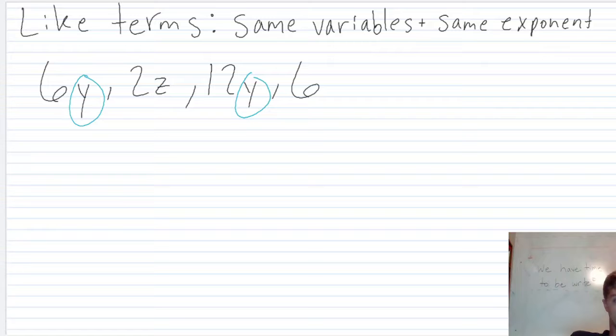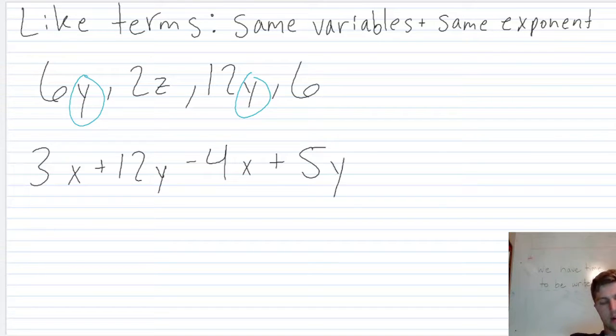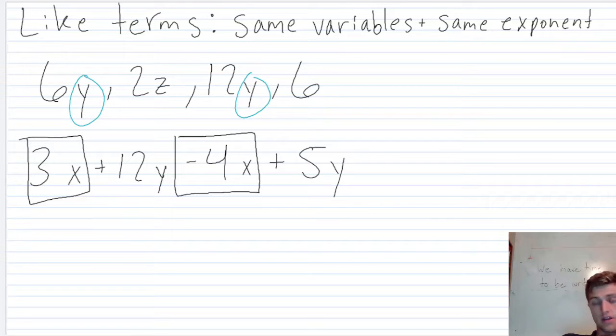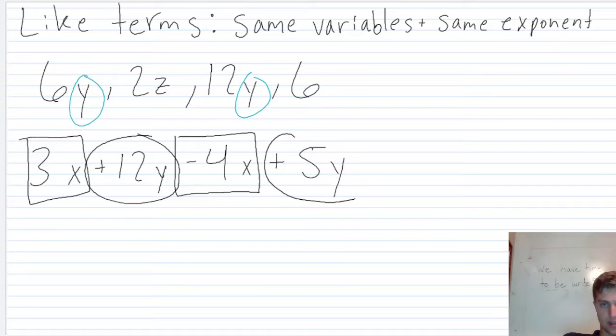Let's look at a little bit bigger example. 3x plus 12y minus 4x plus 5y. So we want to simplify. We can only simplify by combining like terms, and like terms have the same variables and same exponents. What you can do is use different shapes. So for example, let's make all the x terms squares, the whole term. Terms include the sign in front of it. And then for the y's, we can circle them. So this makes it easier to work with.